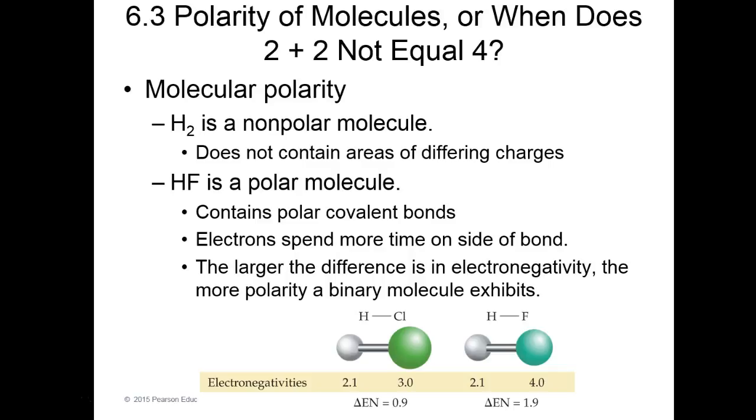When we look at molecular polarity, H2 is a nonpolar molecule. It does not contain areas of differing charges. HF, although, is a polar molecule, it contains polar covalent bonds. Electrons spend more time on one side of the bond. The larger the difference in electronegativity, the more polarity a binary molecule exhibits. So the difference in electronegativity between hydrogen and chlorine, 2.1 and 3.0, is 0.9. There's a larger difference in electronegativity between hydrogen and fluorine.